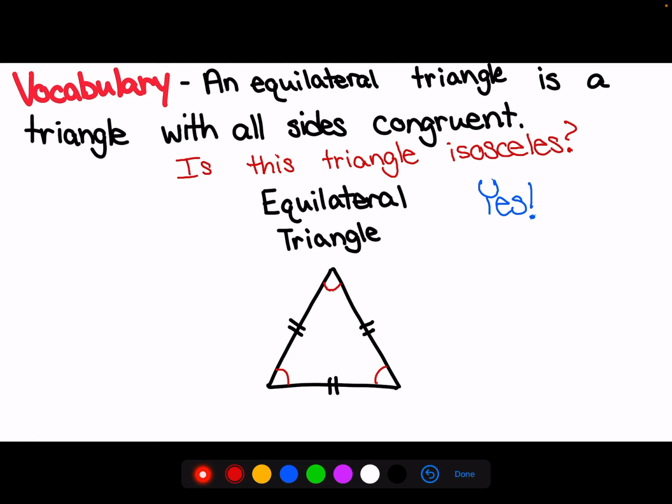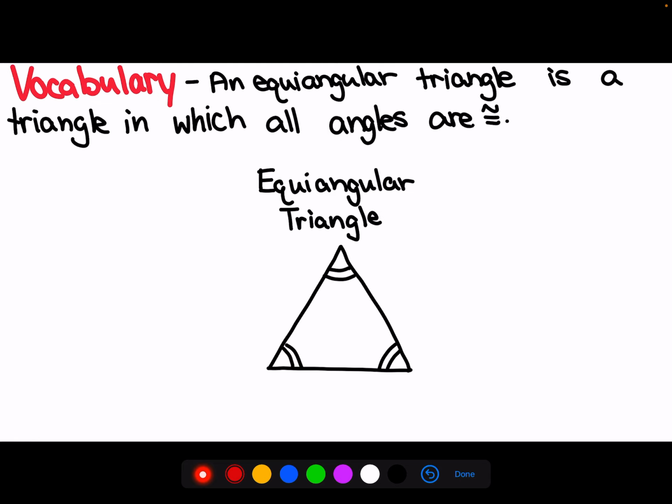Yes. And this leads us to our next triangle, an equiangular triangle. An equiangular triangle is a triangle in which all angles are congruent. And again, that's in the name. Equi meaning equal, angular meaning angles. Equal angle triangle. So again, these two triangles are extremely similar. And you may be like, well, I kind of saw the equiangular triangle over here. Well, that's absolutely true, because an equilateral triangle and an equiangular triangle are the exact same triangle.